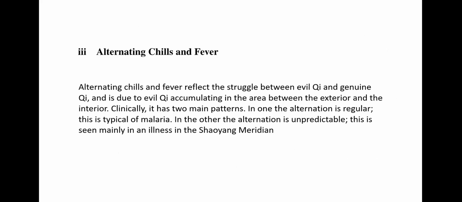Next is alternating chills and fever. Alternating chills and fever reflect the struggle between evil qi and genuine qi and is due to evil qi accumulating in the area between the exterior and the interior. Clinically, it has 2 main patterns. In one, the alternation is regular. This is typical of malaria. In the other, the alternation is unpredictable. This is seen mainly in the illness of Xiaoyang meridian.